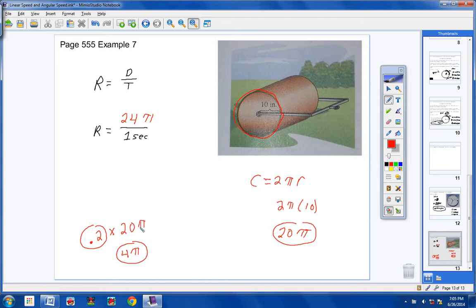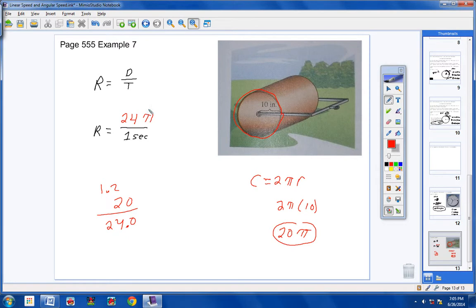Now, if you didn't like this explanation, then look at it like this. Are you ready? What is the entire circumference? 20 pi. And it makes how many revolutions? 1.2. So just take 20 times 1.2 and you'll get the exact same thing. You will get 24, and of course there's a pi with it, so 24 pi.